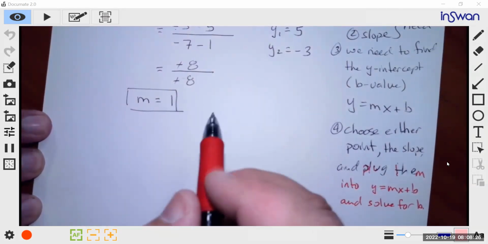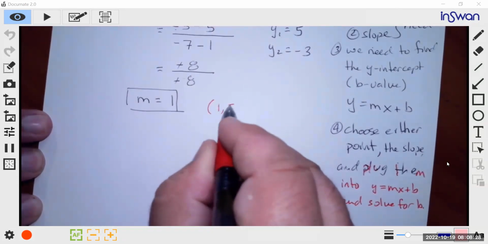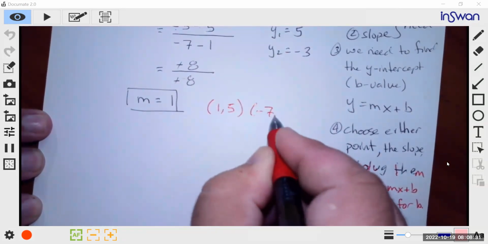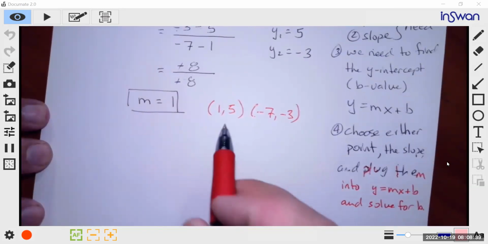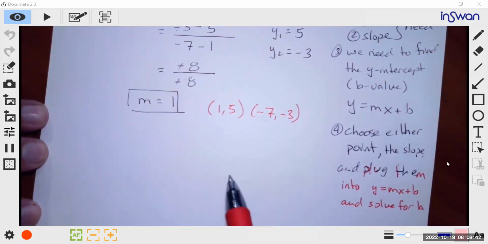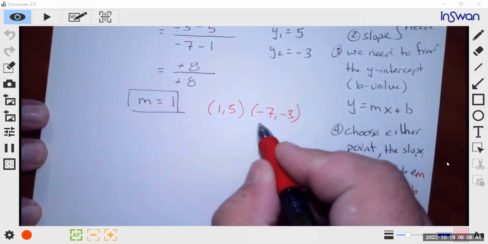So we have our slope. We have 2 points, 1, 5, -7, -3. It doesn't matter which point you pick because they're both on the same line. So always pick the easier one. First or second, which one is easier? Yeah, let's keep away from negatives.